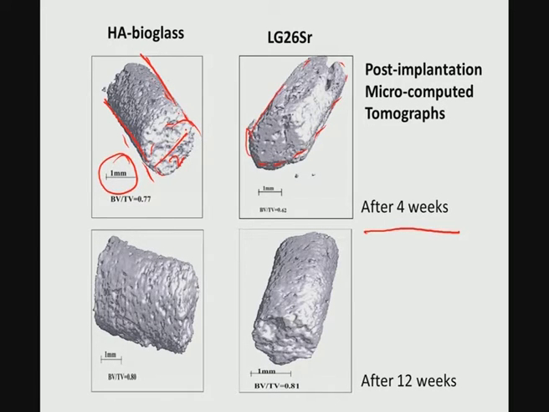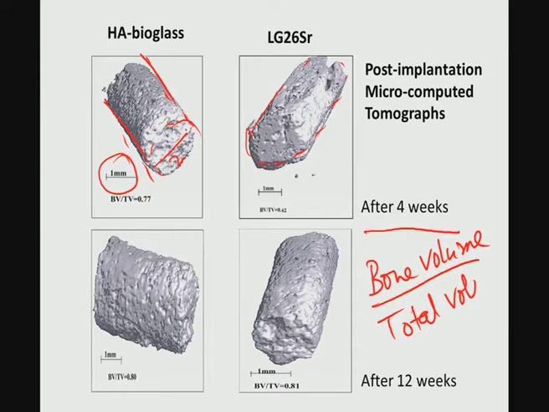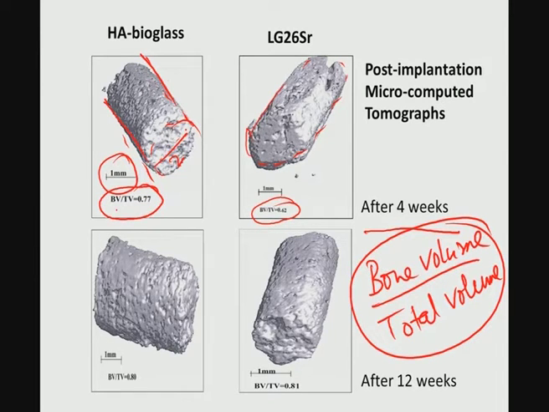Also, one can do certain analysis to obtain bone volume, that is BV divided by total volume, TV, of the implant. This ratio one can determine from these microCT values. Now, the higher the bone volume to total volume, if it is more than 0.95, certainly that implant is very effective at regenerating the bone. If the bone volume to total volume is less, then what will happen?